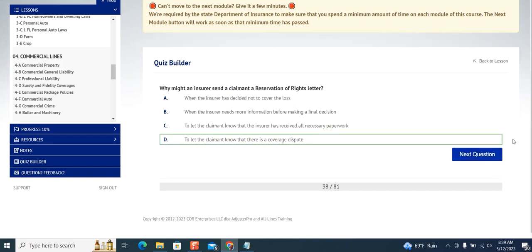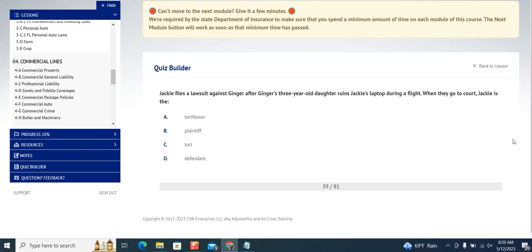Okay, got that right. Jackie files a lawsuit against Ginger after Ginger's 3-year-old daughter ruins Jackie's laptop during a fight. When they go to court, Jackie is the. Okay. See the A or B. Even though A means D, the tortfeasor is the defendant. So it's probably gonna be B just looking at the answers, but let me make sure.